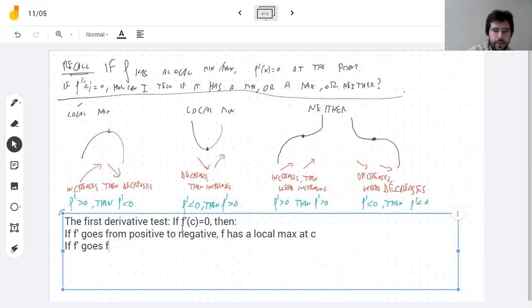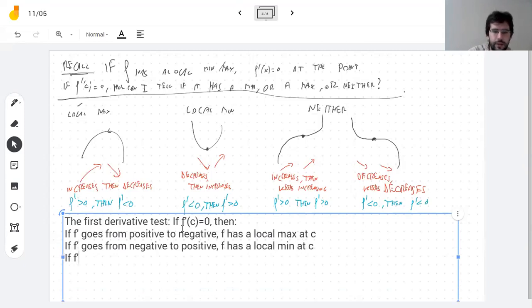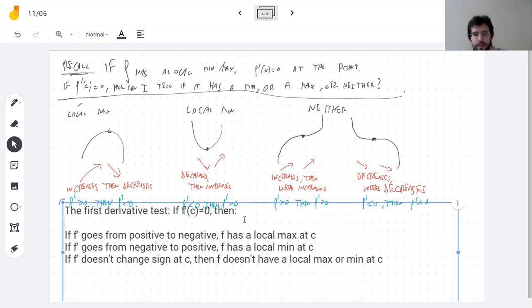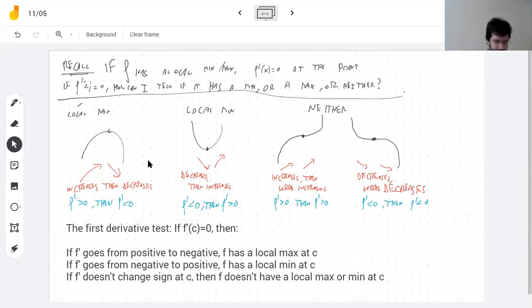If f prime goes from negative to positive, well, if the derivative goes from negative to positive, that means that the function goes from decreasing to increasing, which means it goes down then up. That's a local min. If f prime doesn't change sign at c, then f doesn't have a local max or min at c. So this is what the first derivative test is.